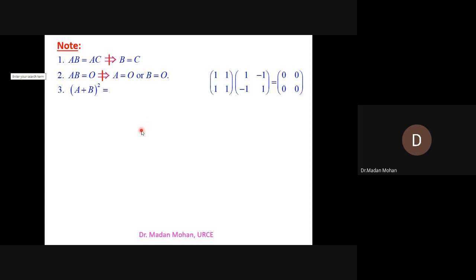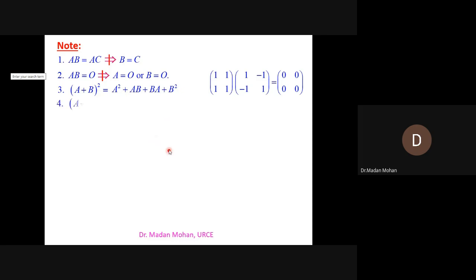(A plus B) whole square equals what? Please tell me. A square plus B square plus 2AB, which is wrong. When A and B are numbers, it is right. But when A and B are matrices, it is wrong. Because AB and BA need not be equal, we know it. Got the meaning? Yes, sir. AB and BA need not be equal, so that's why you should not write 2AB.